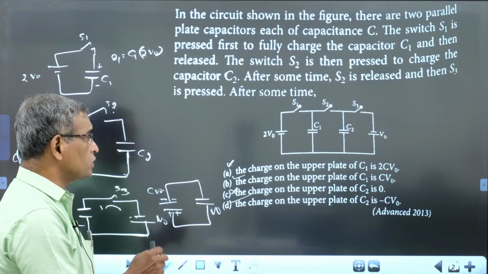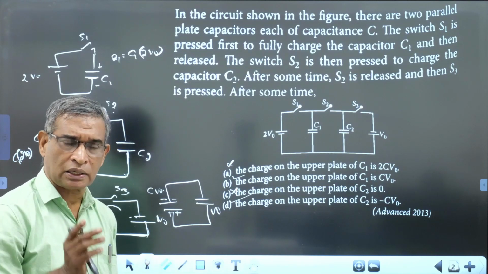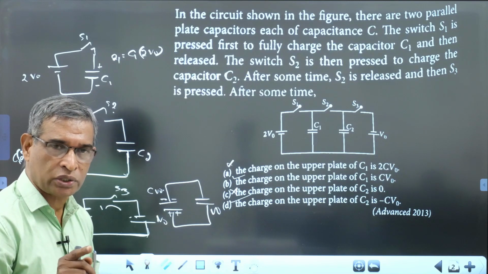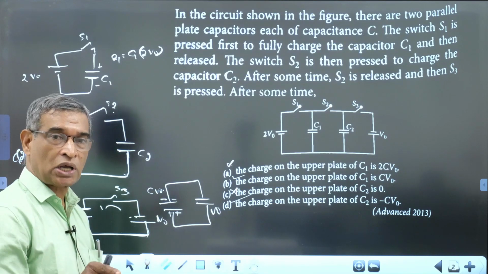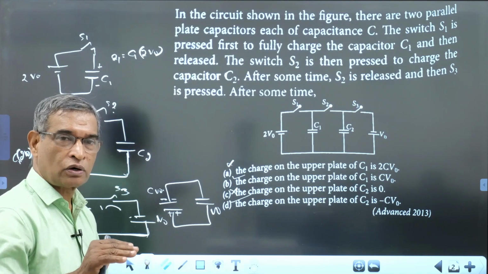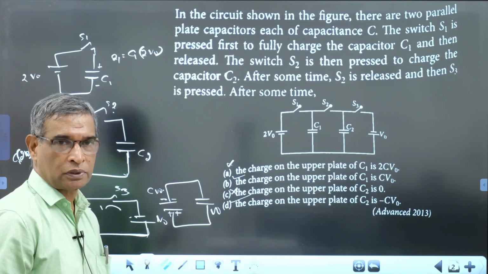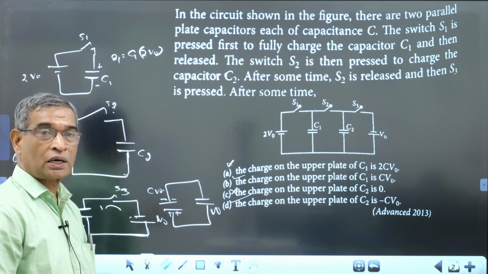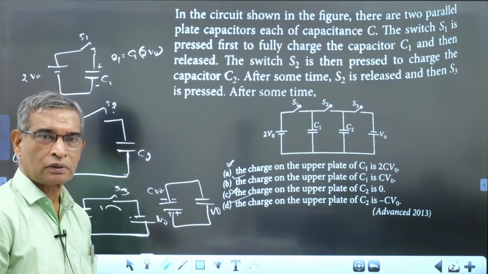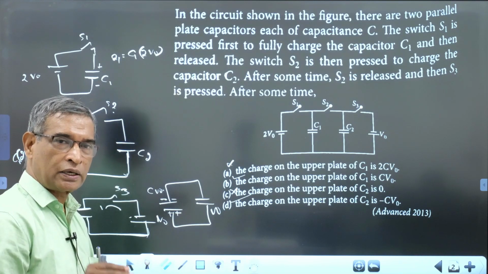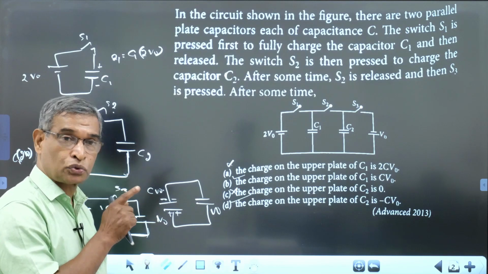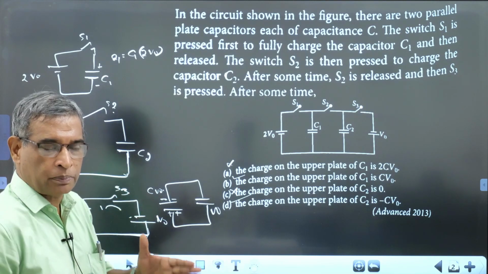This is a simple problem showing that whenever a charging source is there, it is the one which decides the polarity of the plate of a capacitor, not the capacitor. The amount of charge may be decided by the capacitor, but the nature of the charge held by the capacitor is decided by the source. So that is the principle you have to keep in mind.